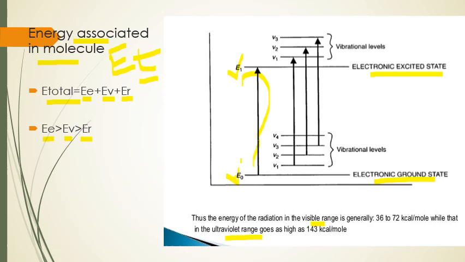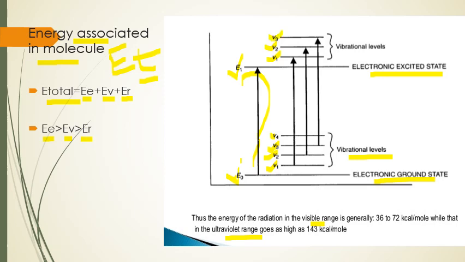Now vibrational energy is less than the electronic energy. So in the electronic level only we have the vibrational levels. Here you are able to see the vibrational levels V1, V2, V3, V4. Understood? And here also in the excited state we have several vibrational levels, V1, V2 and V3.